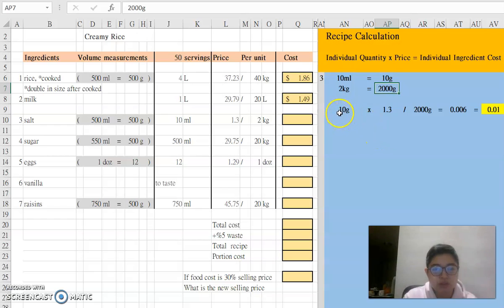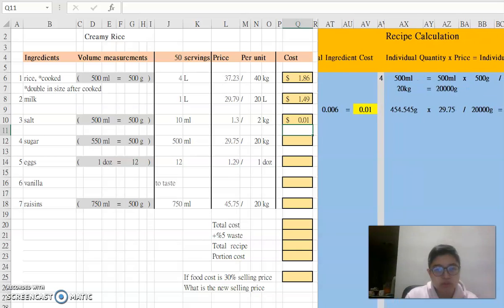Then I have the calculation. 10 grams here, the servings, times 1.3, the cost, and divided by the per unit 2 kilograms equals to 2000 grams here. So the answer is 0.006, and after 2 decimal place change, it is 0.01. And I type in the calculation here, equals to 10 times 1.3 divided by 2000. Okay, so the cost is the same, 0.01.